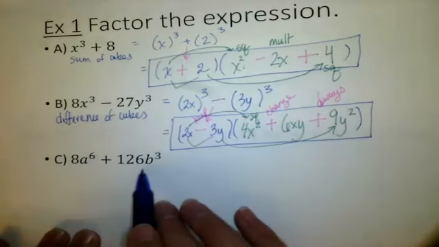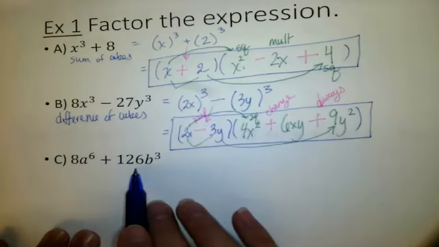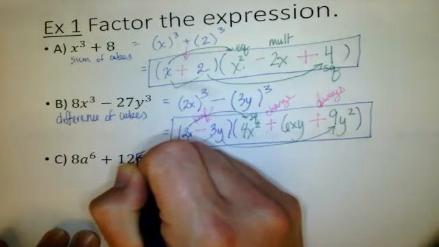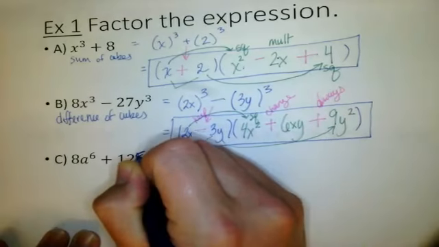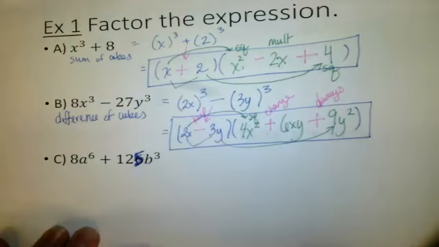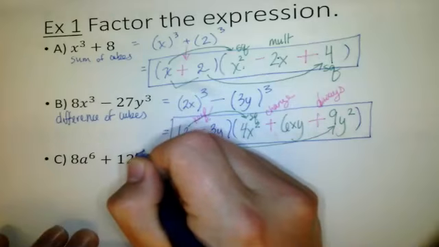Last one. What's this called? I think that's supposed to be a 125. Let's do that. Yeah, 126 is not right. Typo. No, it should be 125. A total typo there. Sorry about that.